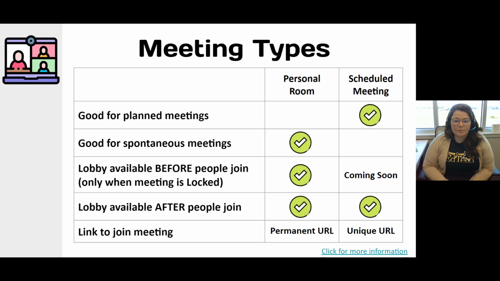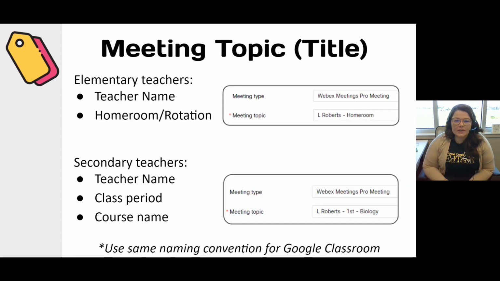The ability to have a lobby before attendees join is coming to scheduled meetings, but it has not been released yet. Remember, when you are making your scheduled meetings for each of your class periods, to include your teacher name and then the rotation if you are an elementary school teacher, and if you're a secondary teacher, include the class period and course name. This is to organize yourself as well as anyone who has joined your meeting. And also, please remember to use these same naming conventions for your Google Classroom. You're going to have a lot of people possibly in your Google Classroom as co-teachers, and this will help them as well as the students be able to find the classes that they need.